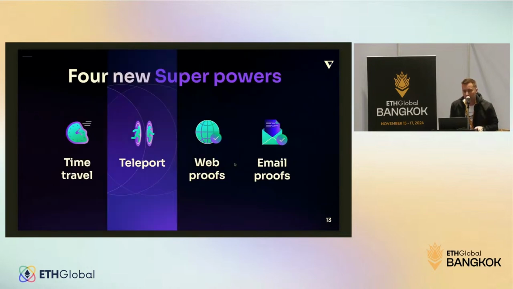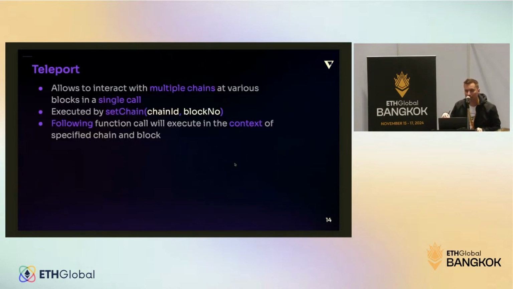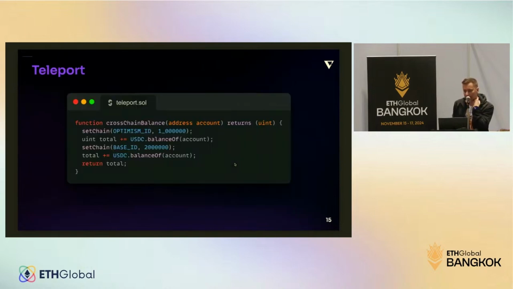Yeah, the second superpower is teleport, very similar to time travel, but now I can teleport to another chain. And I do it with a setChain function. SetChain function has 2 parameters, chain ID and block number I want to teleport to. And the following call after setChain gonna be executed in the context of this specific chain of this specific block. So this is even so precise that it runs different hard forks if I teleport to or time travel to a specific hard fork.